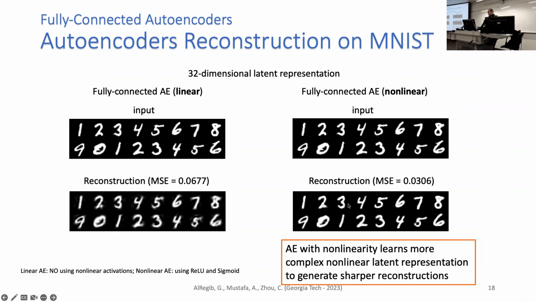You can see the reconstruction here is much better than what you have here. Although the mean square error may not be highly significant, you can just visually look at this and say, okay, we have sharper digits here compared to this one. And why is that? Because the nonlinearity in the autoencoder managed to learn the features that represent the digits.